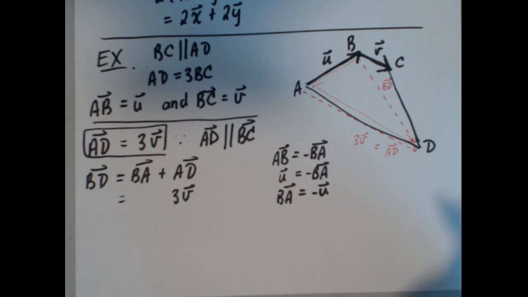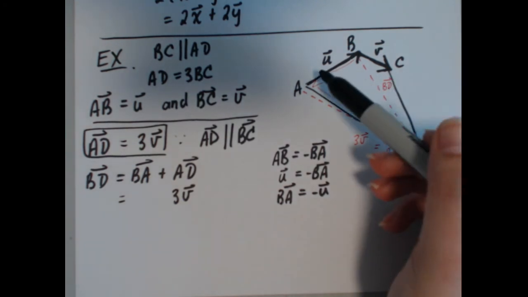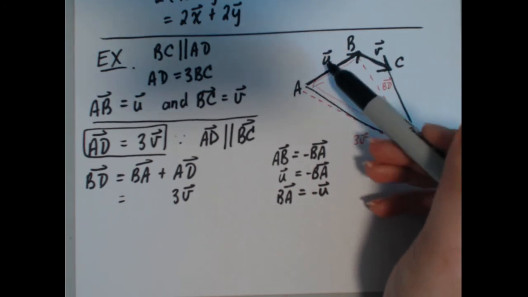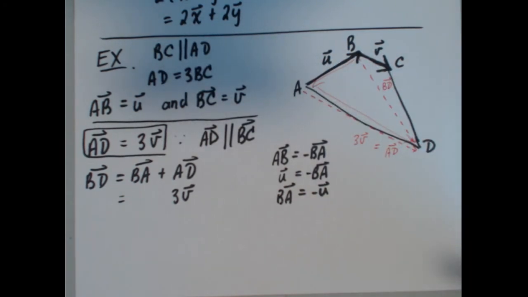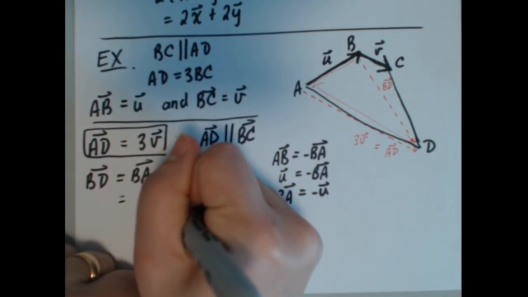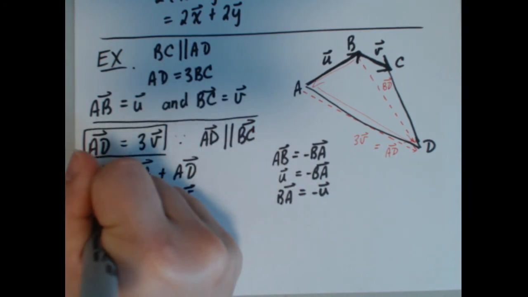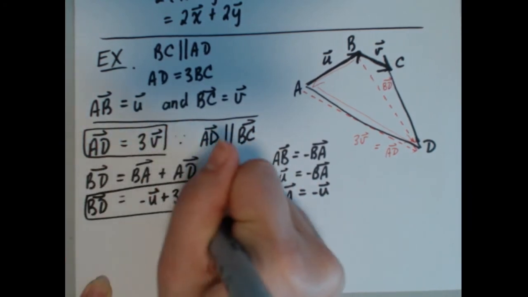Okay, so if that's a little bit too complicated to follow, just look at the picture. The vector U goes from A to B, so therefore the vector going from B to A has to be negative U. Same magnitude, opposite direction. Okay, so I stick a little minus U in there and then plus 3V, and I'm done. So that's BD.